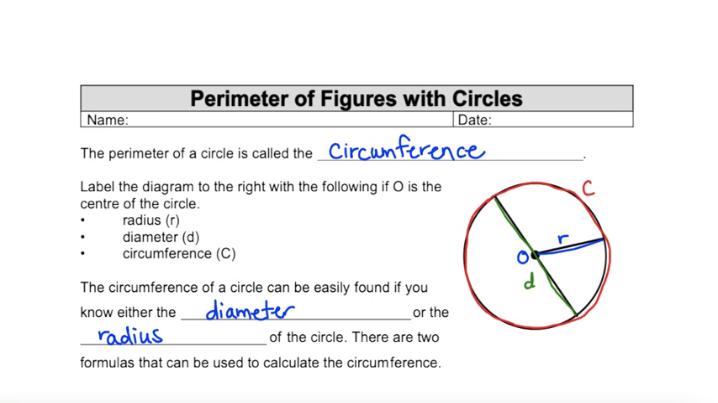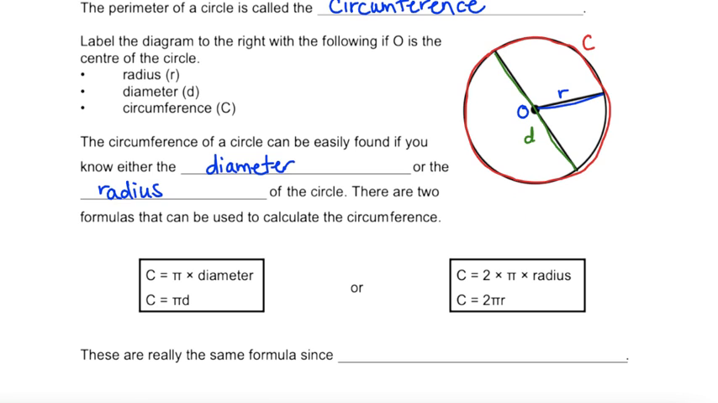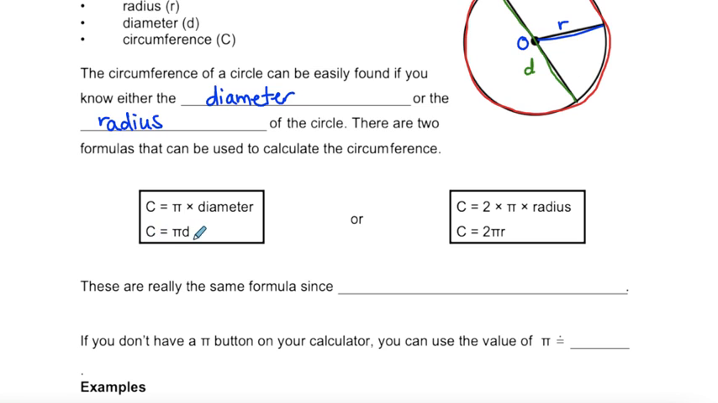So there are two formulas that can be used to calculate the circumference. One is pi times d, or pi times the diameter, and the other is 2 times pi times the radius, or 2 pi r. And these are really the same formula, since the diameter is 2 of the radiuses, so d is actually equal to 2r. So 2 radiuses is the same as 1 diameter.